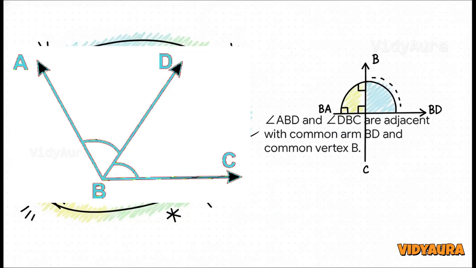And this picture shows it perfectly. See? We've got a common vertex right here at B. Then there's the common arm, this ray BD that they both share. And finally, the other two arms, BA and BC, are on opposite sides of that shared arm. Check, check, and check. So angle ABD and angle DBC are adjacent.